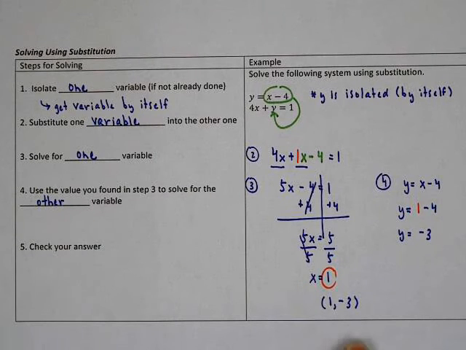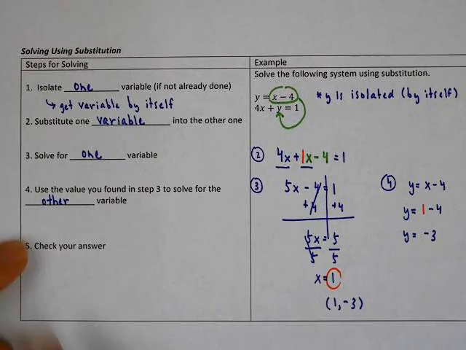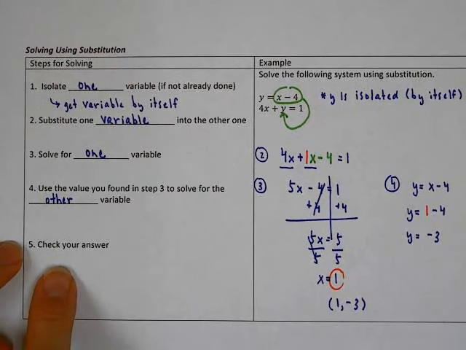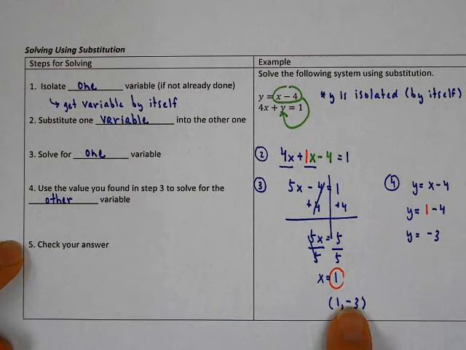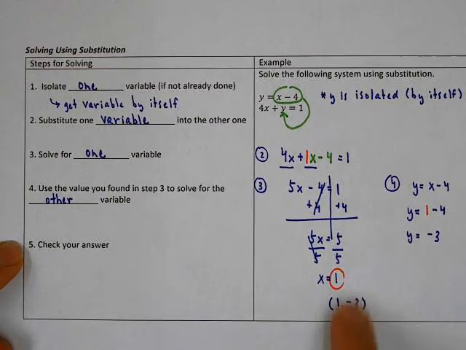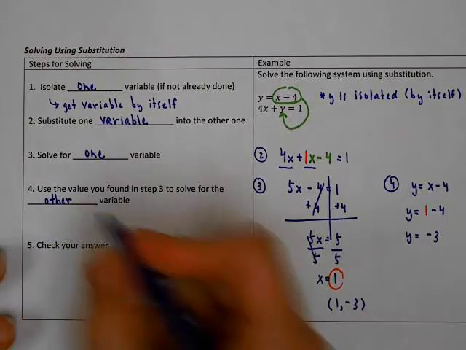So now I have what I think is the solution, but remember we always want to go back and check, and I'm going to do my check right under here. Remember, for this to actually be a solution, this ordered pair has to make both of my equations true. So let's check that out.